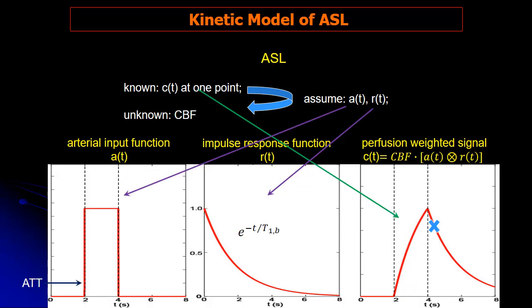But for ASL, we are limited by a much lower ISMR. So we only have time to measure one data point at this entire kinetic curve. So we have to assume that the RTO input function, which we happen to be able to control nicely, is the RTO input function with a delayed RTO transit time, and then the impulse response function a simple exponential decay with blood T1. Then we can calculate the CBF.